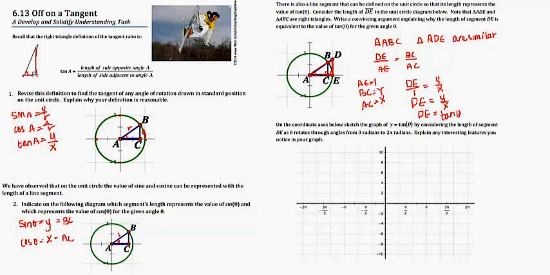Now this little proportion also leads to another property that I think is important. DE, or tangent, was equal to y over x. Well, I could have also replaced BC with sine and AC with cosine from right here. So I could have also written that DE over 1 is equal to sine of theta over cosine of theta. And since DE we just said was tangent, tangent of theta is equal to sine over cosine. Now that's an important property to know because we'll use it quite a bit. Tangent of an angle is always equal to sine of that angle divided by cosine of that angle.